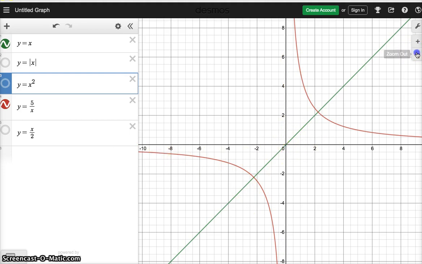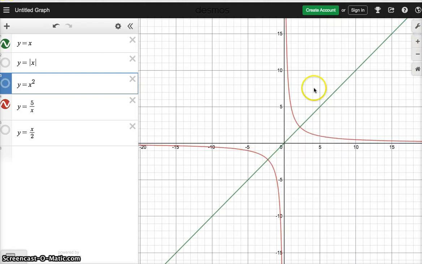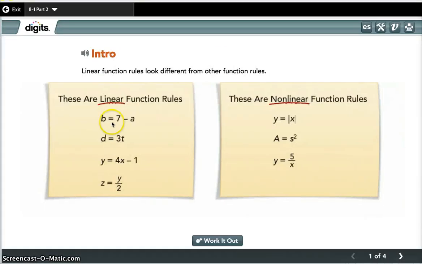So let me zoom out a little bit and I can show you. So here they are right here. And those are obviously not straight lines, so those are not linear as well. Okay, so now let's jump on to, actually I'm going to turn these all on so you can see them again if you need to. And then we're going to jump into the linear rules just to see kind of what these ones look like.